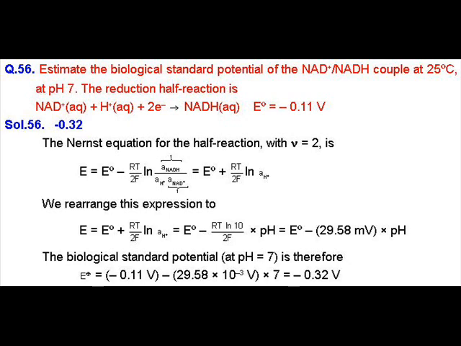Substituting these values, we will get E equal to E naught plus RT by 2F ln of activity of H plus. Solving it a little further, we can substitute the term negative of log activity of H plus as pH, and that will come out to be E naught minus 0.02958 into pH. So, substituting the value of pH now and the value of E naught, we will get the biological standard potential at this pH value as minus 0.32 volt.